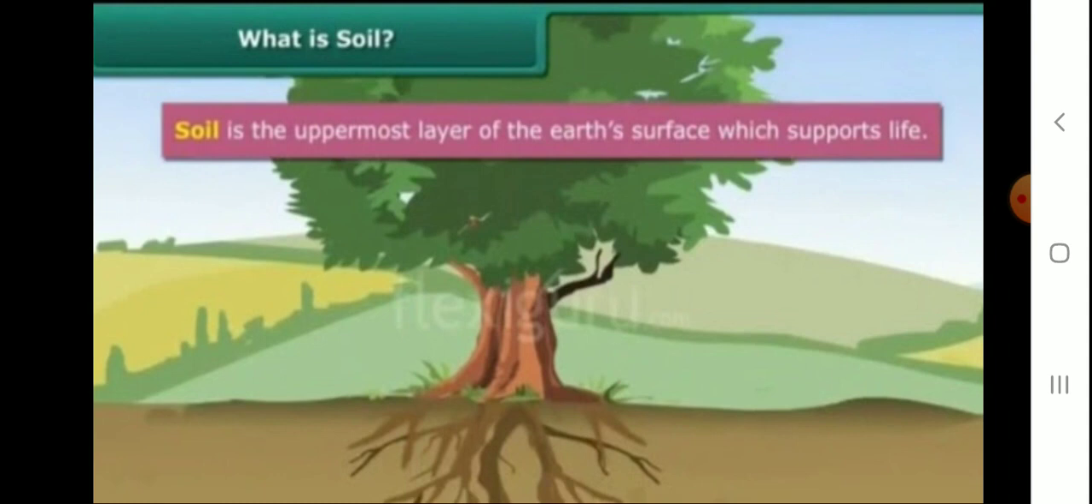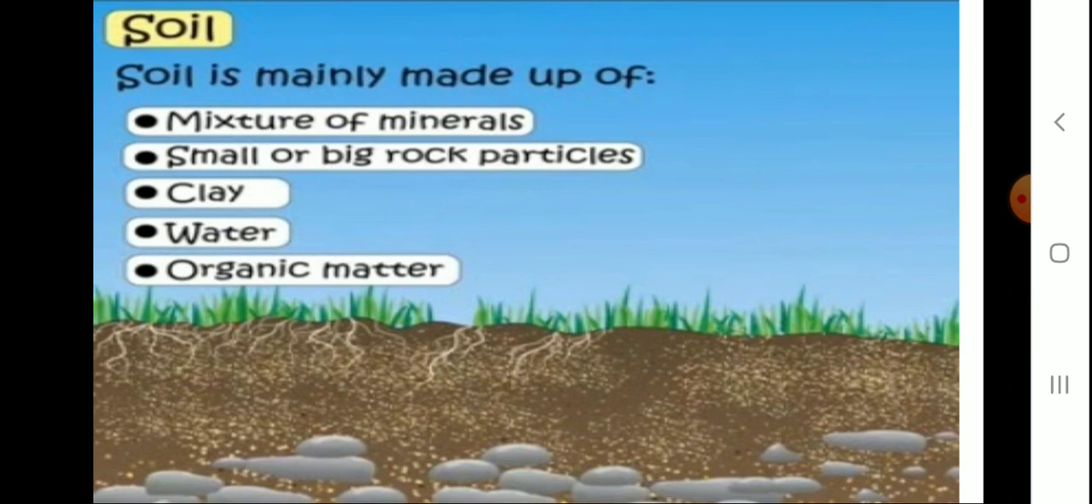What is soil? Soil is the uppermost layer of the earth's surface which supports life. Soil is mainly made up of a mixture of minerals, small or big rock particles, clay, water and organic matter.